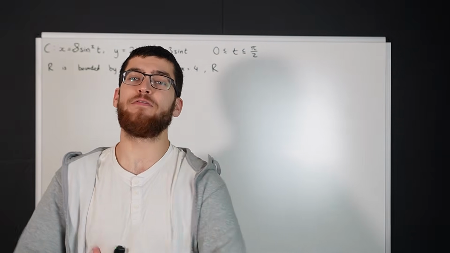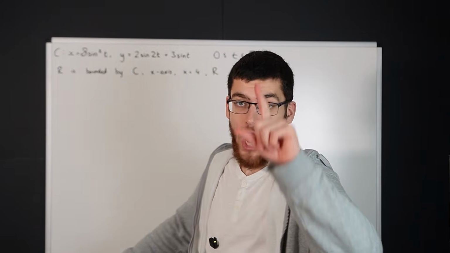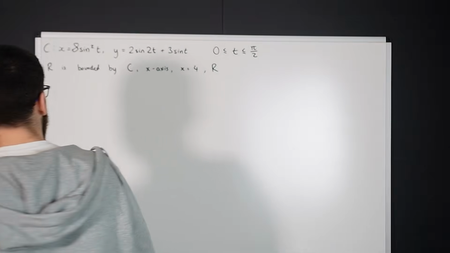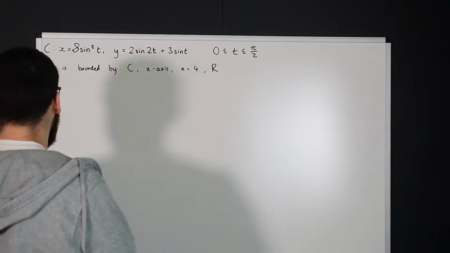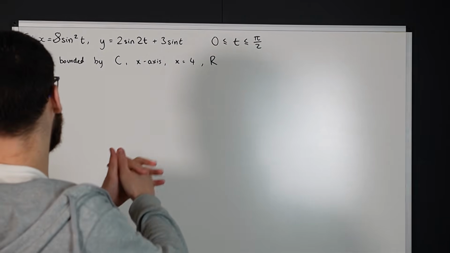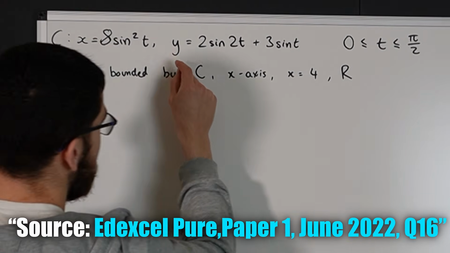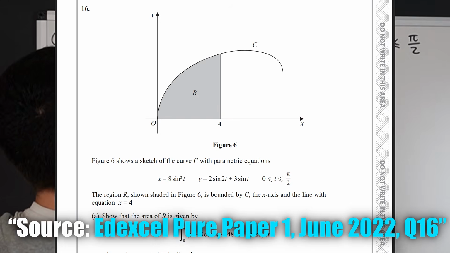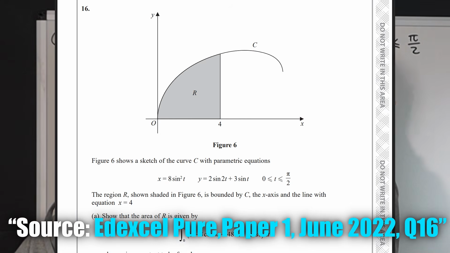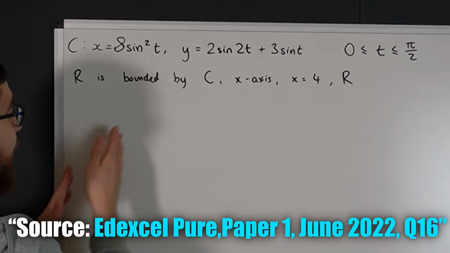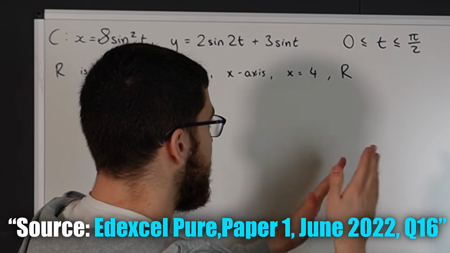Next question is from the best country on the list, the UK. And this one is from the A-level exams, commonly quoted as one of the hardest questions. The curve C is defined by x equals 8 sine squared t, y equals 2 sine 2t plus 3 sine t, from t is 0 to pi over 2. R is bounded by C, the x-axis, and x equals 4.